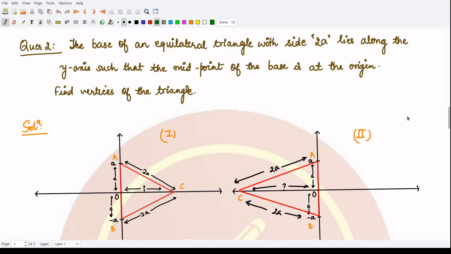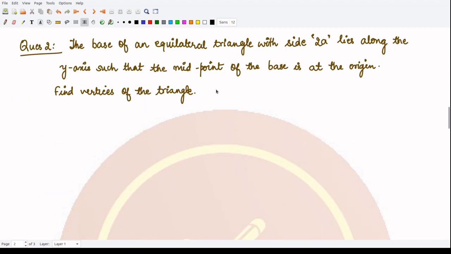In this video, we'll be solving question 2 from exercise 10.1. The question here is: the base of an equilateral triangle is given to us with side 2a, and it lies along the y-axis such that the midpoint of the base is at the origin. So, let's not look at the diagrams yet.